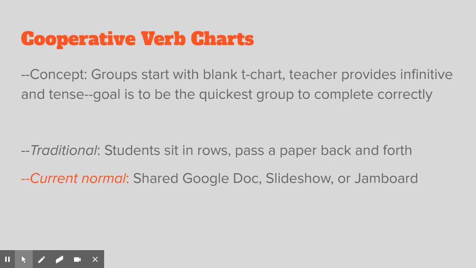So the group would start with a blank T chart. The teacher would provide the infinitive and the tense, and then the goal is to be the quickest group to complete, so you pass the paper. Again, having students sitting in rows, passing a paper back and forth, maybe sharing writing utensils, writing each other's business, not best right now. So for our current normal, you could do this on a shared Google Doc.